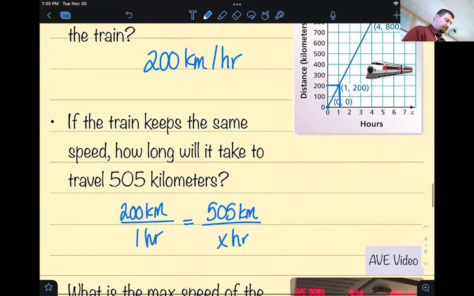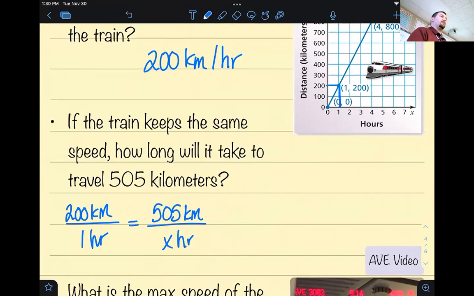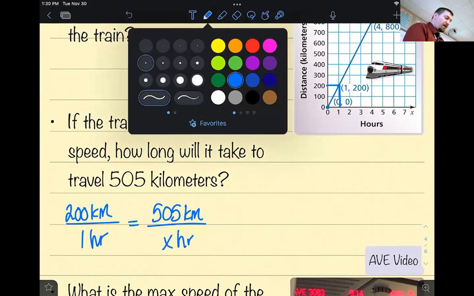Cross multiply. Now, most of you, when you're solving this problem, would not have cross multiplied. You would have thought, am I multiplying or am I dividing here? And you would have figured it out. And we could still do that. But the cross products means I'm actually taking the guesswork out of it. I don't have to guess.